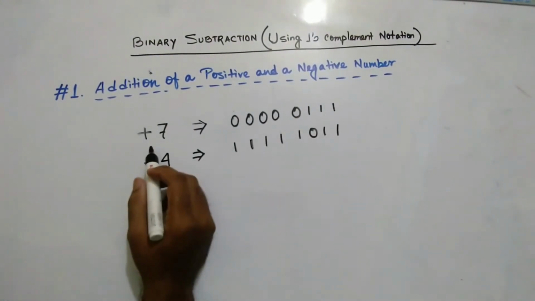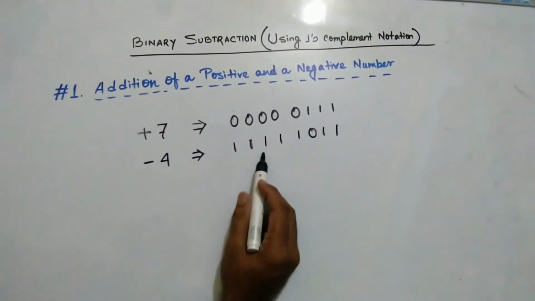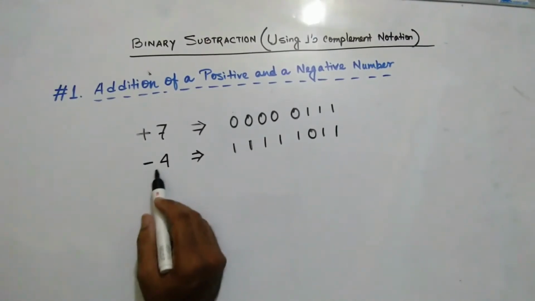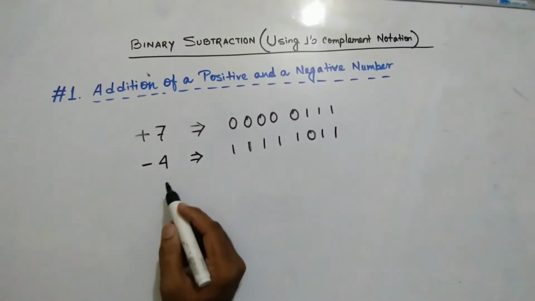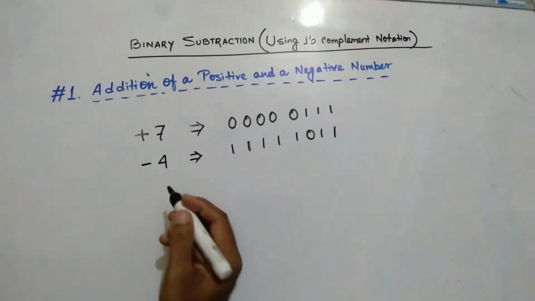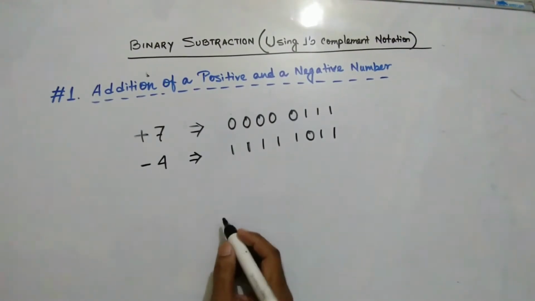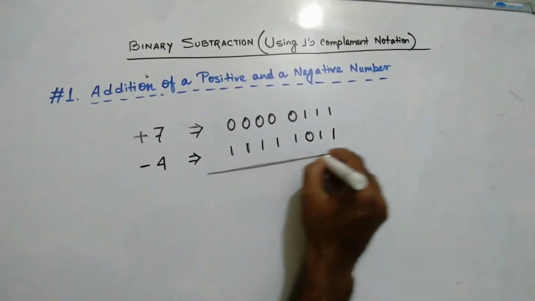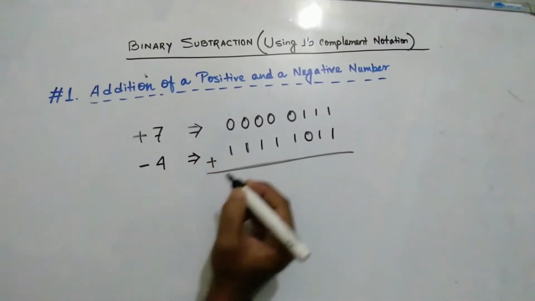Now we have the binary representation of the positive number and the ones complement representation of the given negative number. Whenever we have a positive number and we represent it in its ones complement format, we get the negative number. Now our next step is just adding these two binary numbers.